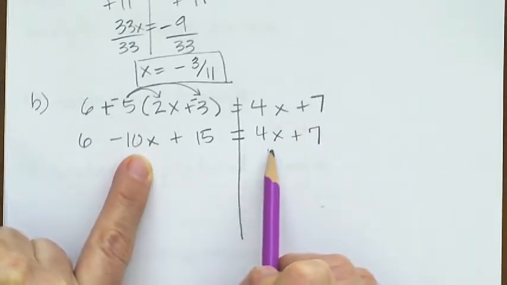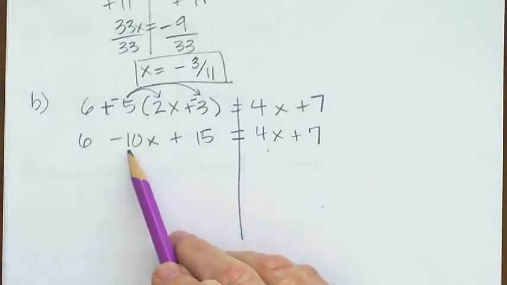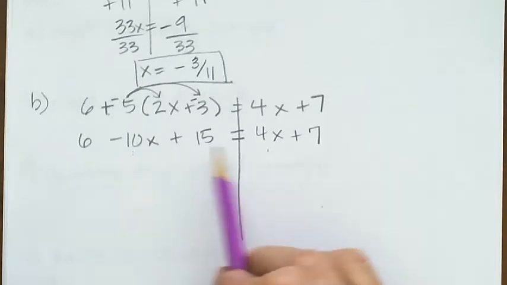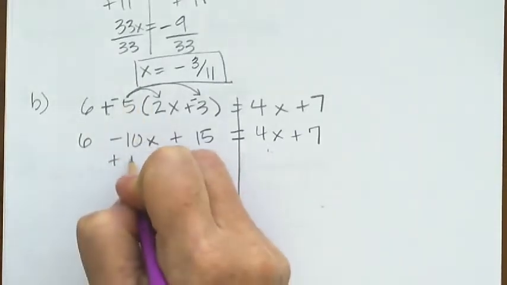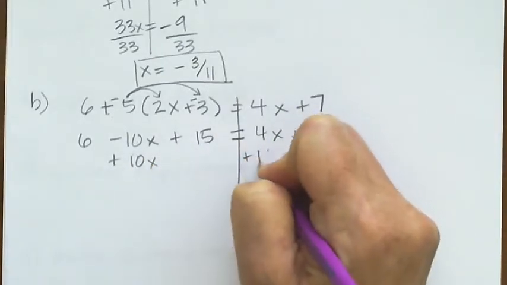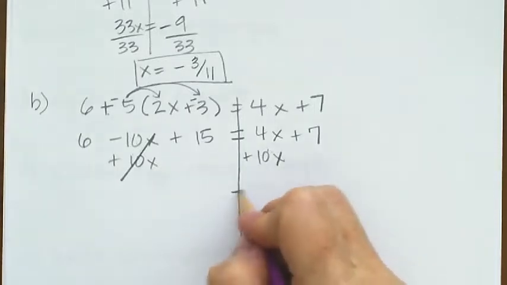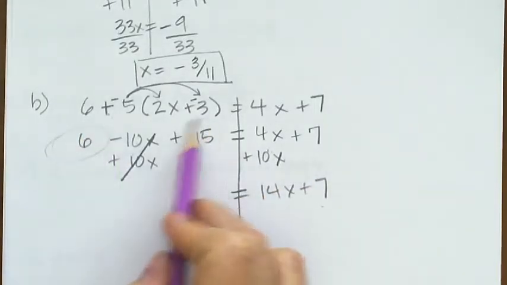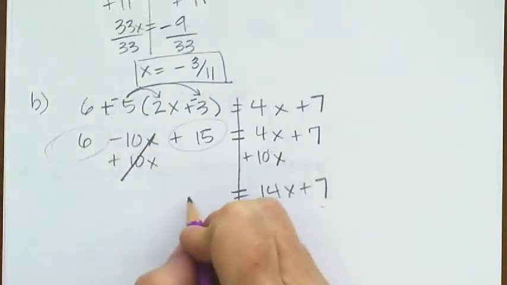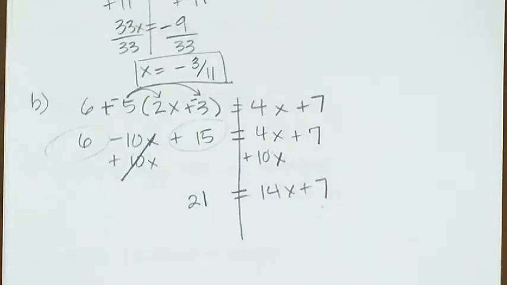When I see x's on both sides, I get rid of the smaller value. So I look at this. This is actually -10x, and this is +4x. So this is smaller. So I'm going to get rid of it by adding 10x to both sides. These are going to cancel out. That's going to give me 14x plus 7 on the right side. Let's go ahead and combine like terms. That's going to give me 21 on the left side.